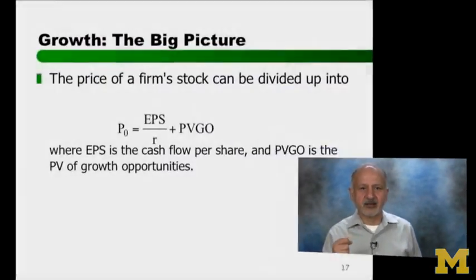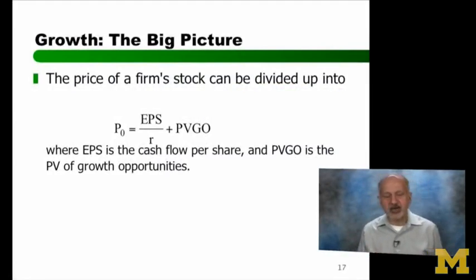When you think of any stock, any company's equity, and for the time being assume no debt, you can think of it using this simple formula: P0 equals EPS over R plus PVGO. Remember, this is a conceptual way. I'll tell you what it means in a second.